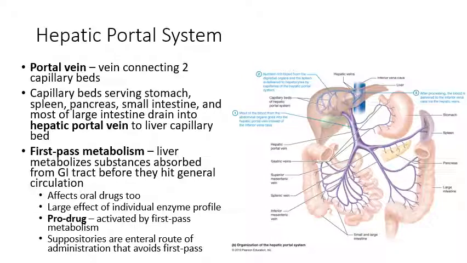In order to avoid the first pass metabolism for drugs that you would like to take using that safe route, but the liver would destroy them in the first pass metabolism, you can also use the enteric route, which basically means putting it up the rectum into that part of the large intestine where the capillary beds actually do not drain into the hepatic portal system. So if you're taking a suppository, that's going to be going through your body in a way that things are designed to be absorbed. It's safe. And it's going to avoid the first pass metabolism. So for some drug that would be metabolized too much in the liver, that's a possible route of administration.